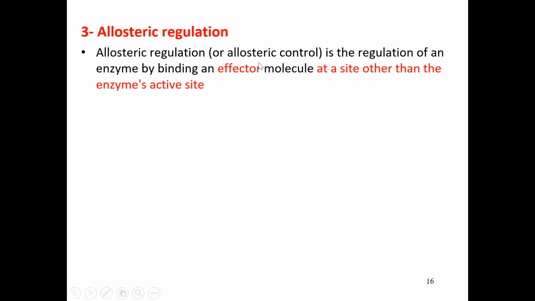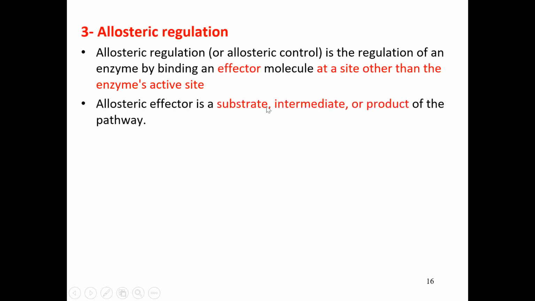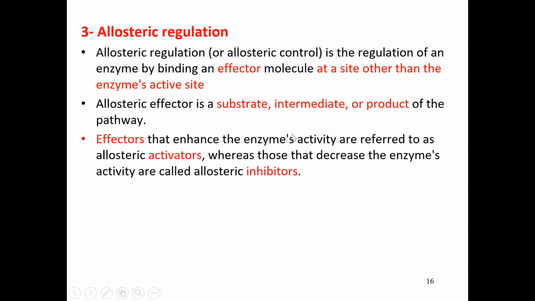Okay, so this molecule, which is the allosteric molecule, will bind at a site other than the active site and will influence the activity of the enzyme. This allosteric effector could be a substrate, intermediate, or a product of a pathway. A common allosteric effector is ATP. ATP itself can be an allosteric regulator of many enzymes in metabolism.